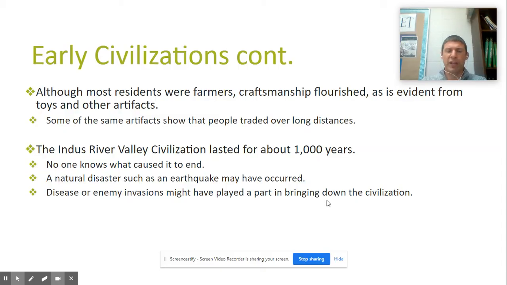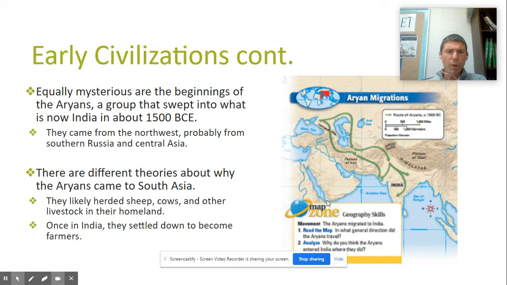But there's also the chance that this area does get earthquakes. So maybe an earthquake happened. It doesn't necessarily mean it leveled the cities, but it could have diverted the water, and that's essential for life. So if the Indus River was flowing differently, then they may have had to move. So not exactly sure what happened, but this gives rise to the Aryan class later on.